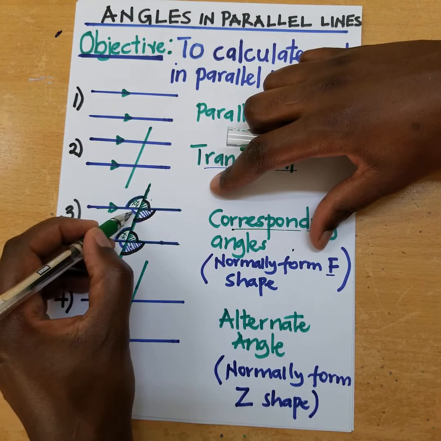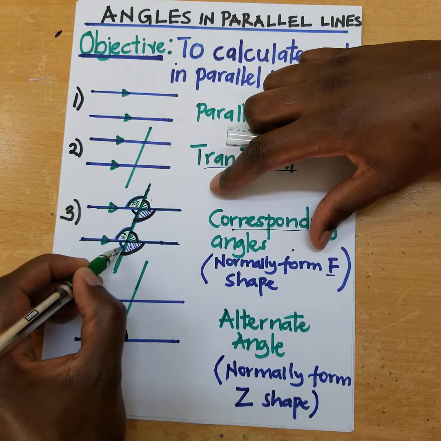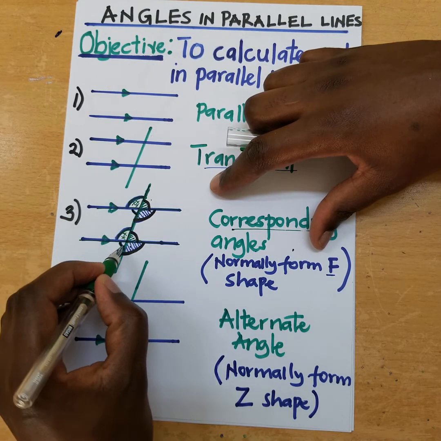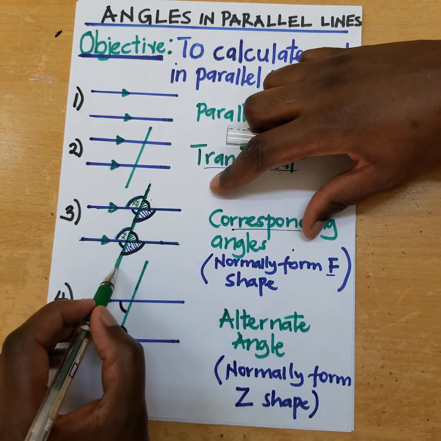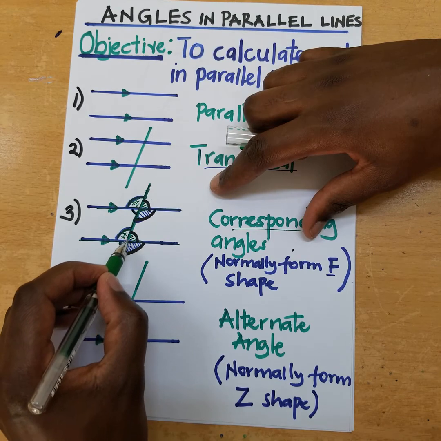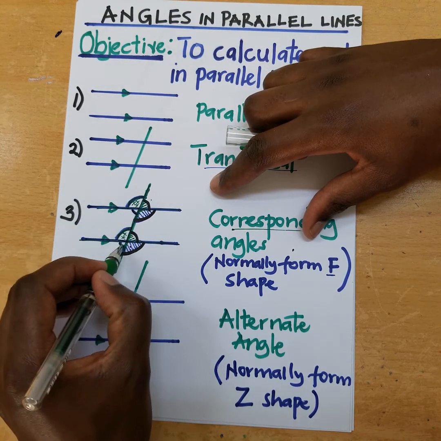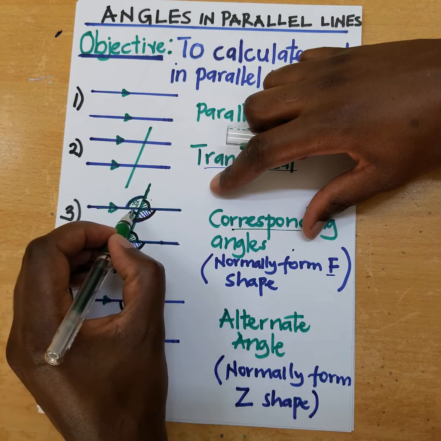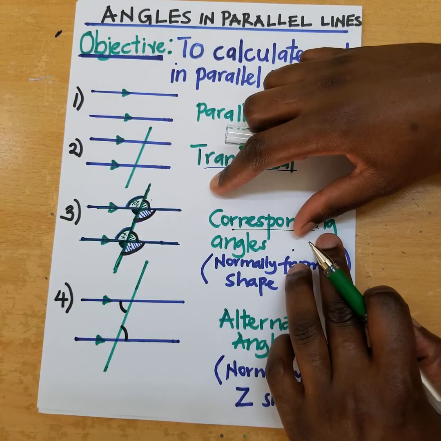What about the one down here? You see this down here and this one down here? They are also equal and they are called corresponding because they also form an F shape. From down here, I will come like this, then like this. You see this F here? It clearly shows you that these are corresponding angles.